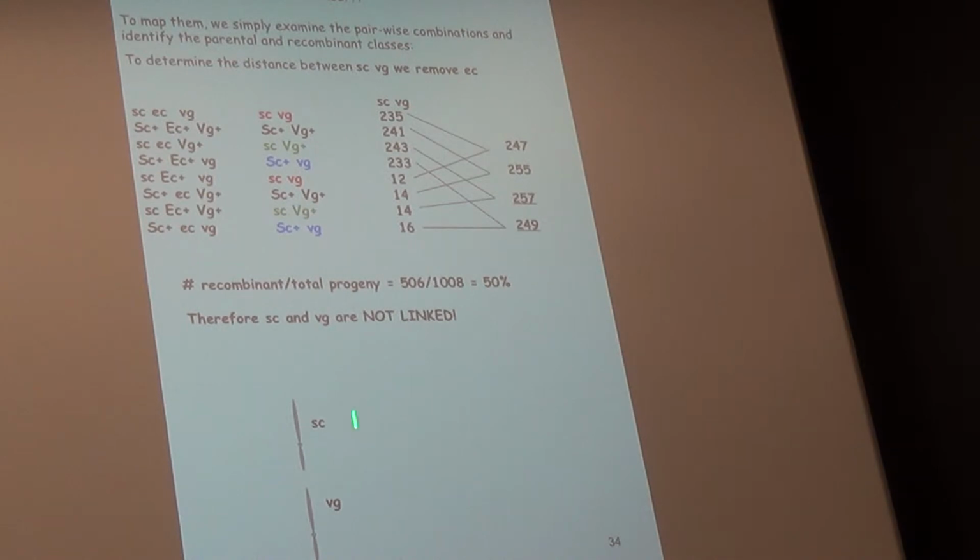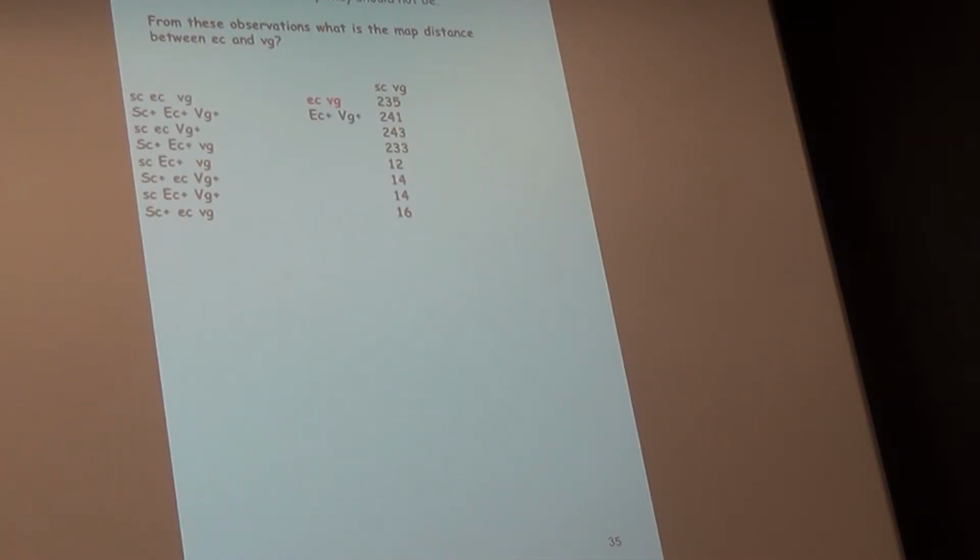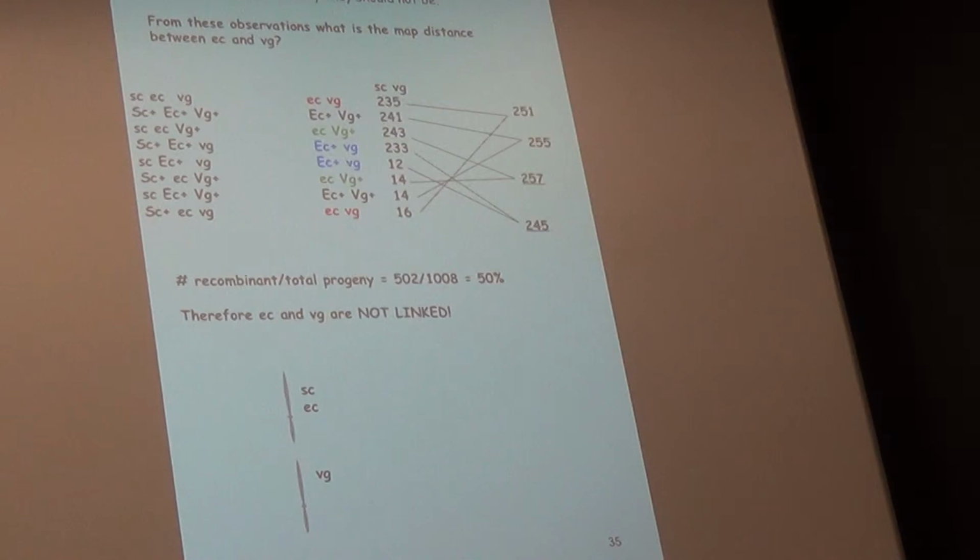And so if you have two chromosomes, SC is on one chromosome, VG is on the other chromosome. And then if you do the third experiment just to confirm it, you find EC and VG are also not linked. So SC and EC are on one chromosome, VG is on a third chromosome. So just by looking at the numbers here, you can tell if two out of the three genes are linked, all three genes are linked, or none of the three genes are linked.